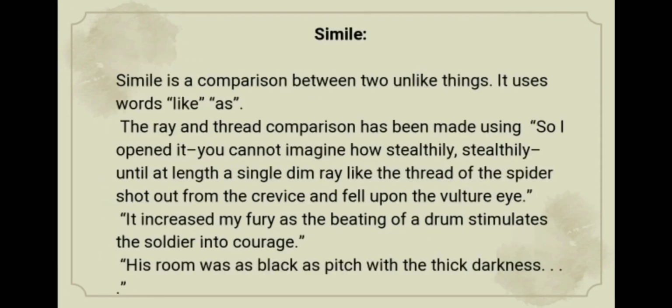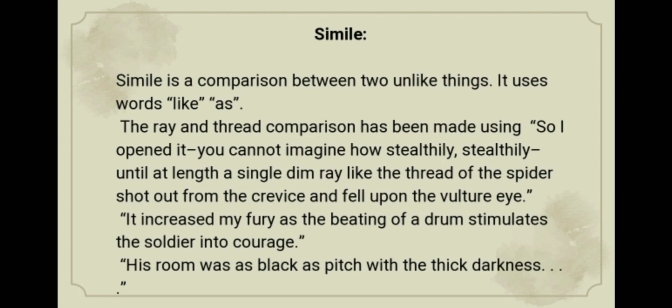Now let's have simile. Simile is a comparison between two unlike things, which uses the words like and as. The ray and thread comparison has been made using the word like in the line, "So I opened it. You cannot imagine how stealthily, until at length a single dim ray like the thread of the spider shot out from the crevice, and fell upon the vulture eye."